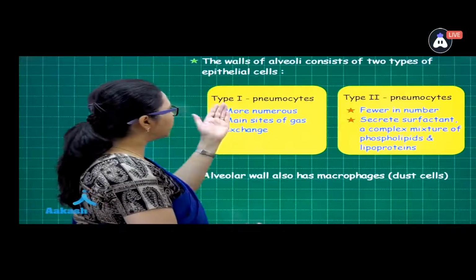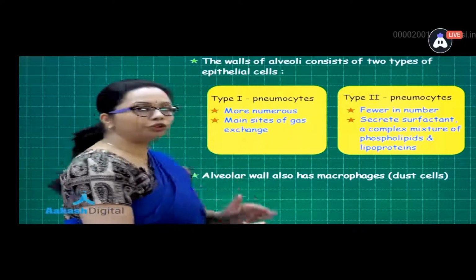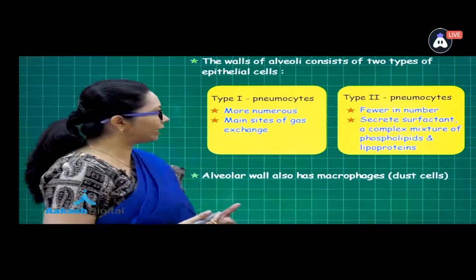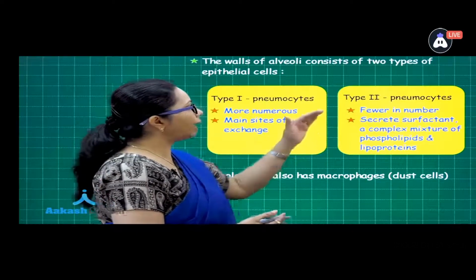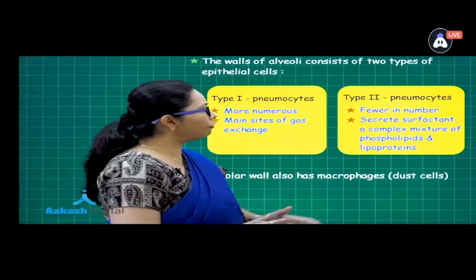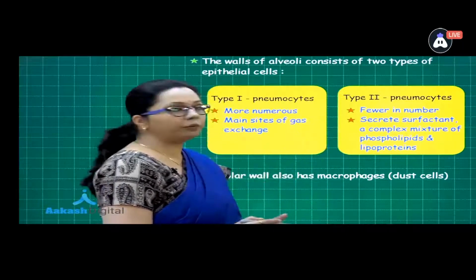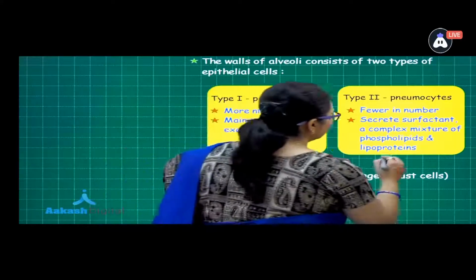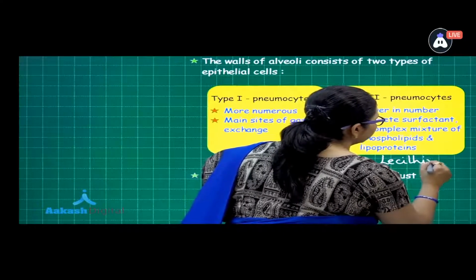Now, type 1 pneumocytes are more numerous and they are the main sites of gaseous exchange. That means through these pneumocytes, oxygen and carbon dioxide are going to be exchanged. While type 2 pneumocytes are fewer in number and secrete surfactant, which is a mixture of phospholipids and lipoproteins, and the phospholipid present in this surfactant is lecithin. So lecithin is one phospholipid which is secreted, and the purpose is to reduce the surface tension.